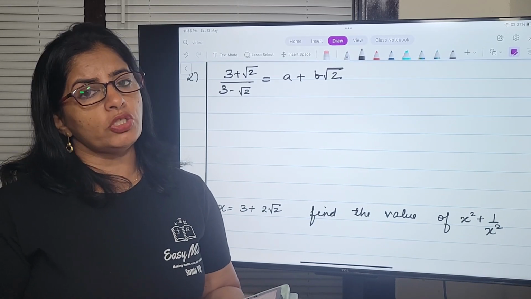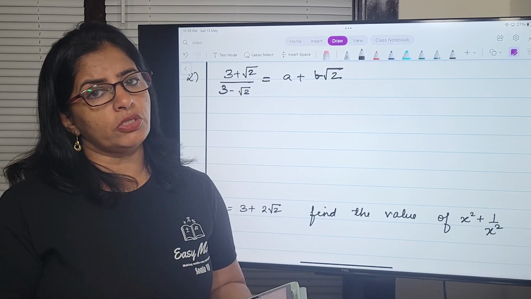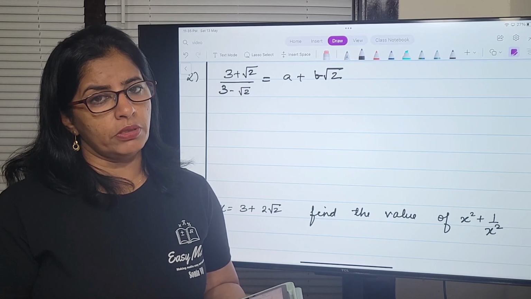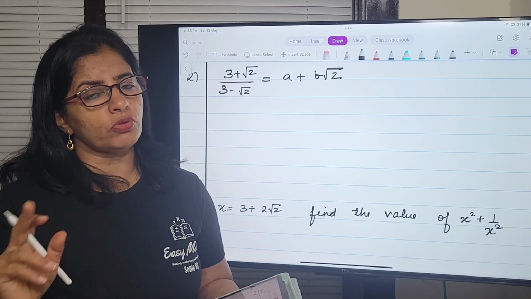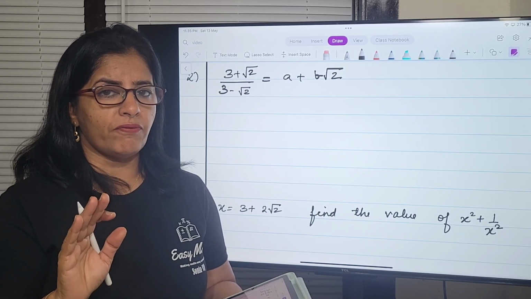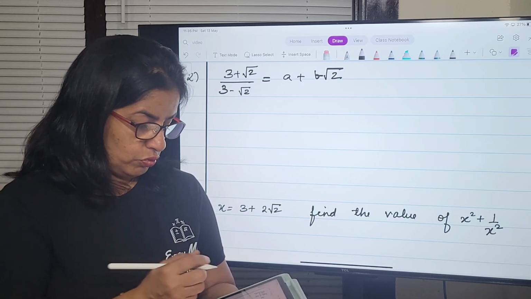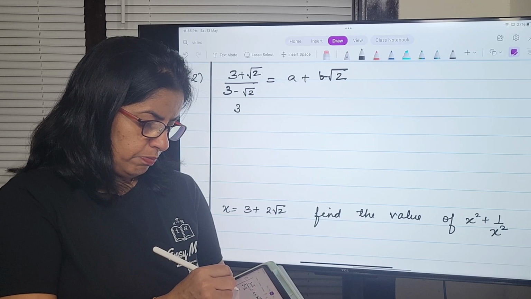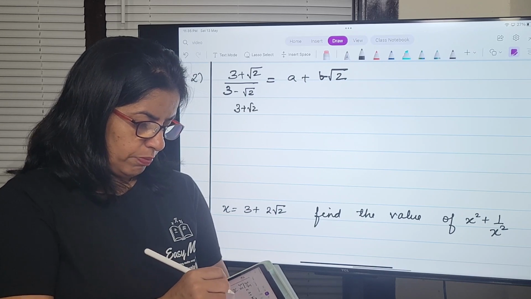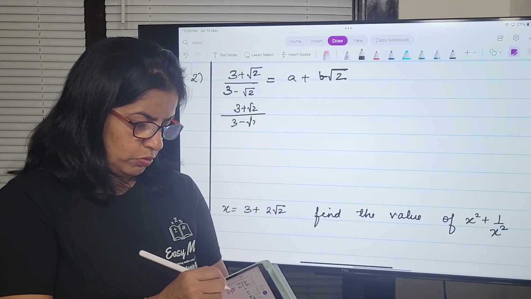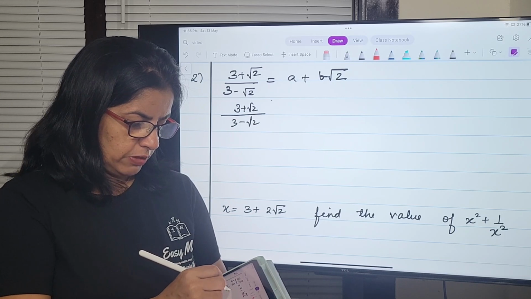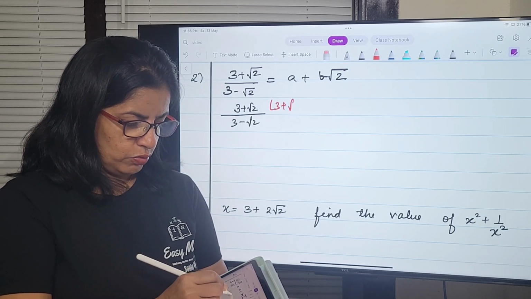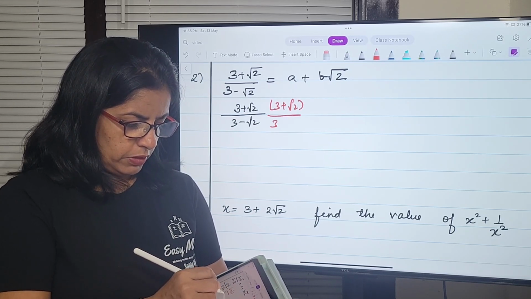Now 3 minus root 2. To change 3 minus root 2 to a rational number, we multiply it by 3 plus root 2. That means our rationalizing factor is 3 plus root 2. So 3 plus root 2 upon 3 minus root 2, and we multiply by the rationalizing factor, 3 plus root 2 over 3 plus root 2.